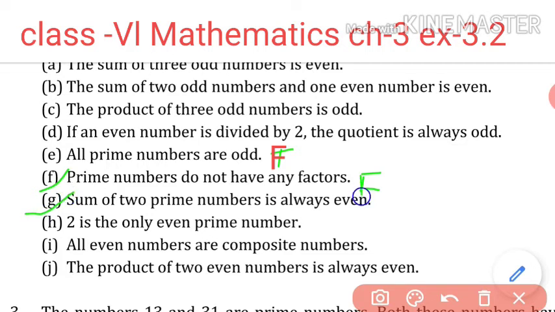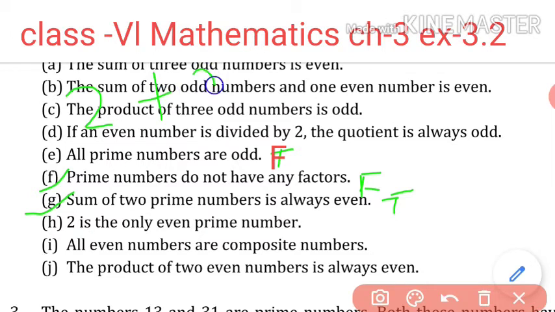Now F. Sum of two prime numbers is always even. This will also be what? True. Okay. For example, sum of two prime numbers. 2 is a prime number.